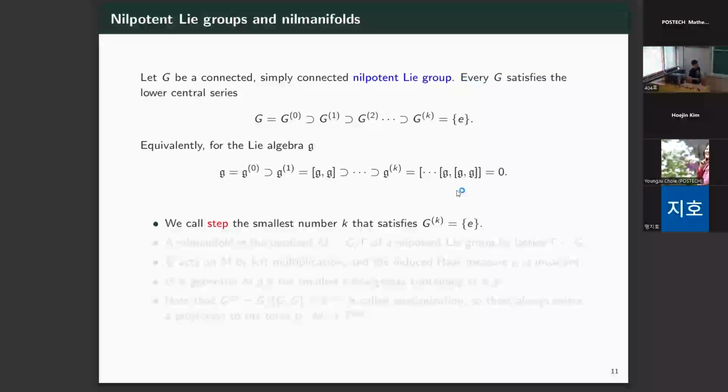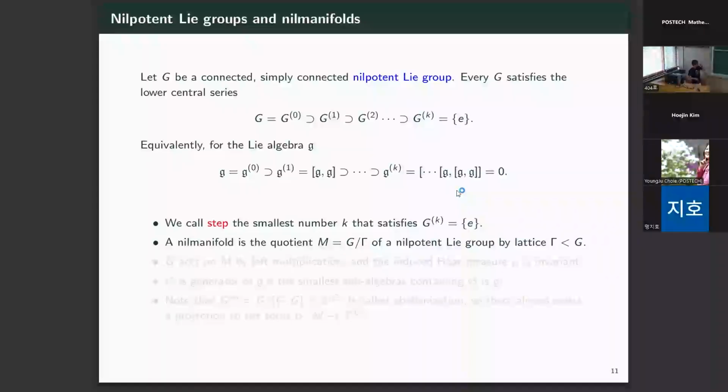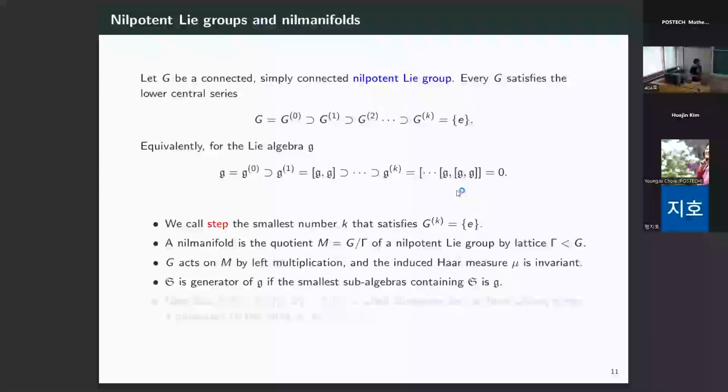is equal to identity. And the manifold means if you have a nilpotent group, then M is a quotient by its lattice. And also the group has a left multiplication, and also the Haar measure is given on the manifold. And here we call G a generator of the Lie group, a Lie algebra. So it means if you have a generator, then after taking some iteration of bracket, you can make all the possible elements in the Lie algebra.